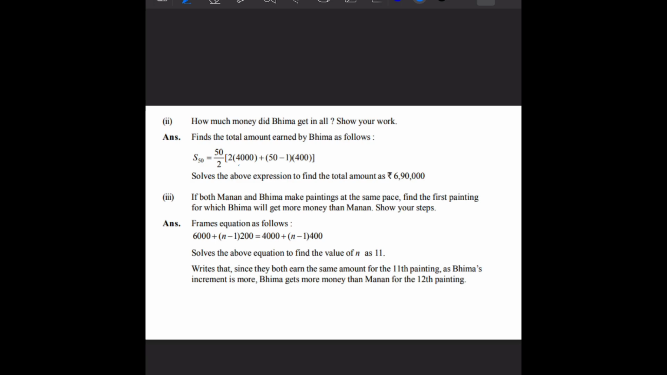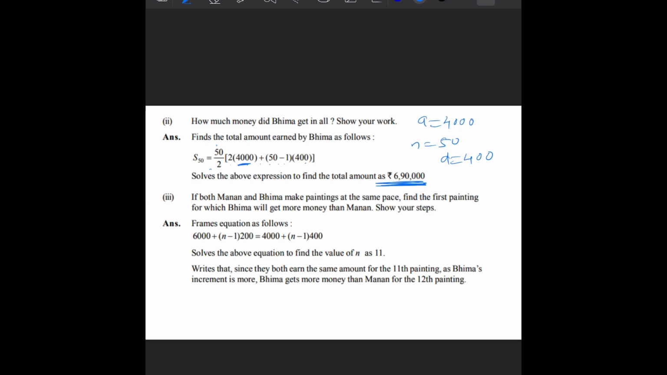The first money he takes is A. What is the A? It is 4,000. What is the number of paintings? Number of paintings are 50. What is the common difference? What is the increment? 400. Sn, we all know Sn is n by 2 (2a plus (n minus 1) d). Put these values and you will get this answer, 6,92,90,000.